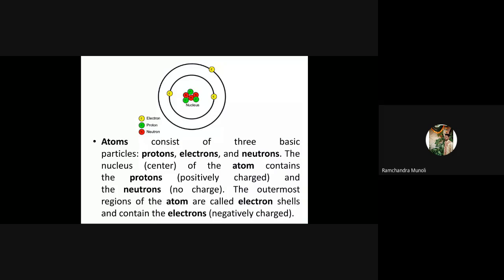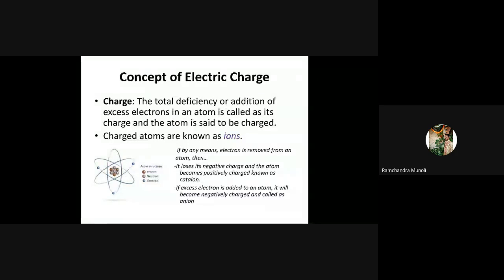So now we will move on to the electron movement and how charge happens, the basic concept of charge. See, this is the concept of electric charge. What is charge? The total deficiency or addition of excess electrons in an atom is called charge.